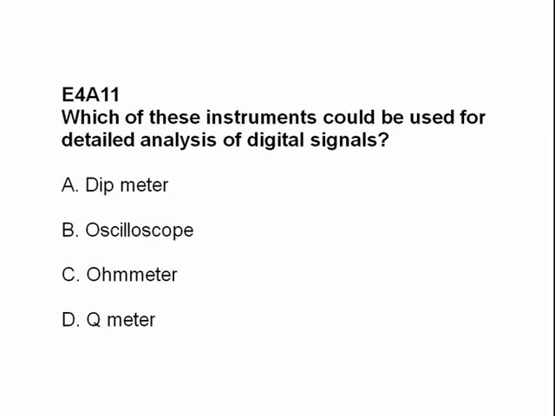Which of these instruments could be used for detailed analysis of digital signals? A dip meter, an oscilloscope, an ohm meter, or a Q meter? Answer B, the trusty oscilloscope.